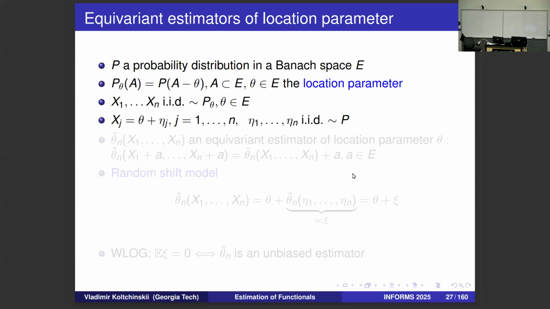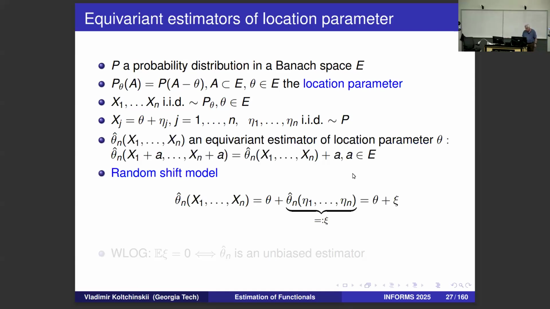So we are assuming that our distribution P_theta is just a shift of some probability measure P on our space, and theta is the location parameter. Then we have IID observations sampled from P_theta. So the location parameter is the only unknown thing. P is known to us. That's the assumption here.